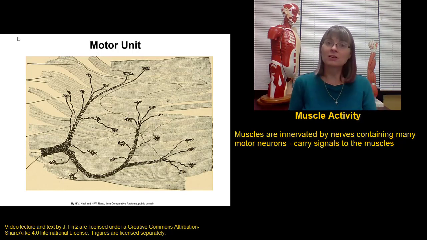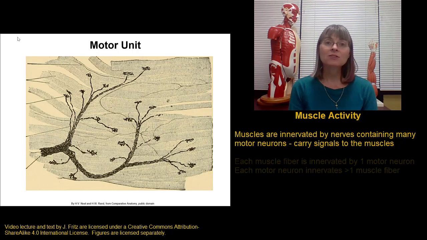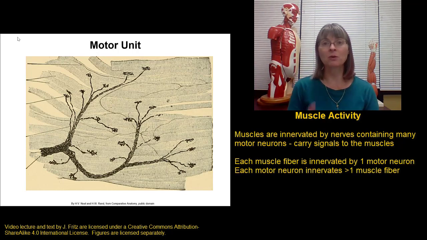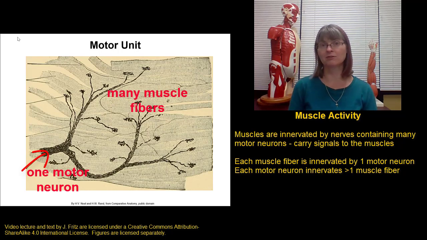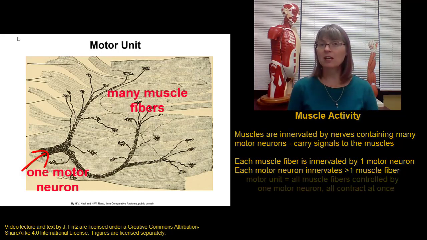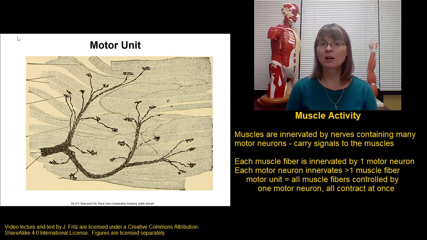Once the nerve, or the bundle of axons, gets to the muscle that it's going to innervate, the motor neurons divide and go out to their individual muscle fibers that they're going to innervate. Each muscle fiber is innervated by only one motor neuron, so it's only controlled by a single neuron. But each motor neuron can control more than one muscle fiber. All of the muscle fibers that are controlled by a single motor neuron are called a motor unit, and they work together as a unit.